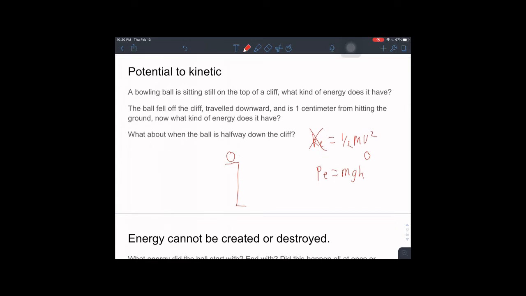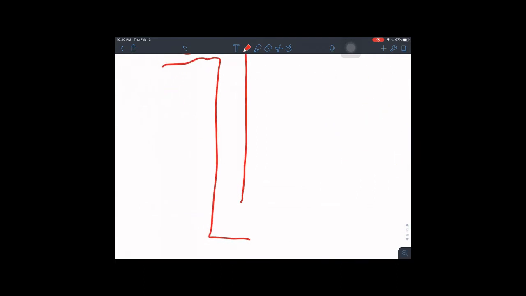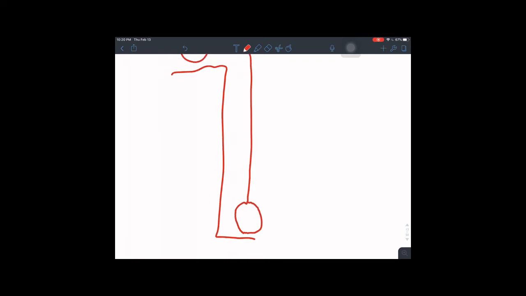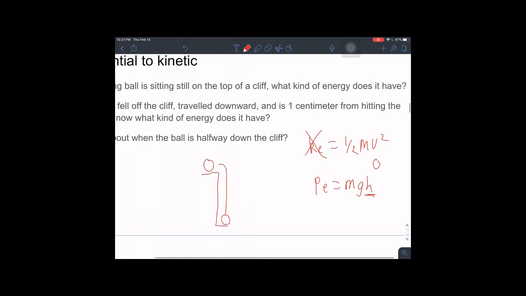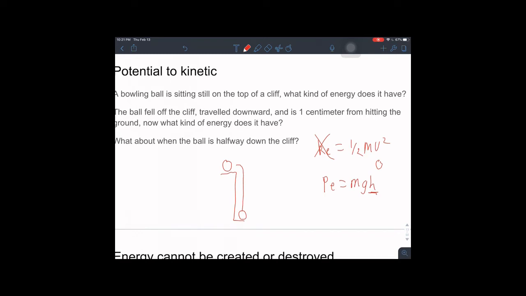If it were to fall off of this cliff, and it were to be right above the bottom of this cliff, right before it hits the ground, it would have almost no potential energy because this height variable would be close to 0. Where did that energy go? Energy cannot be created or destroyed in this unit. So it means the potential energy at the top of the hill was all converted to kinetic energy. We're going to ignore friction for now.